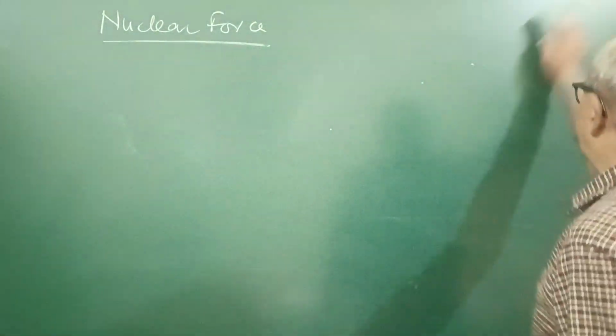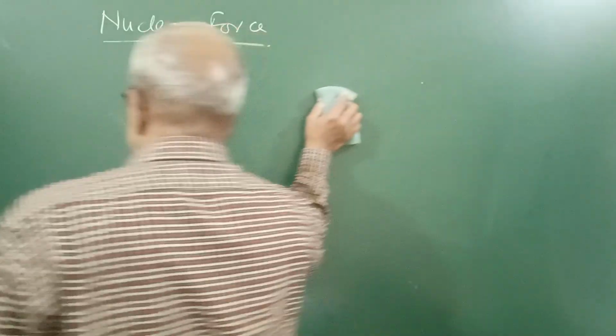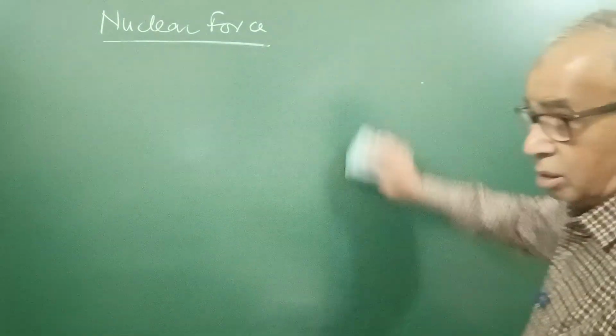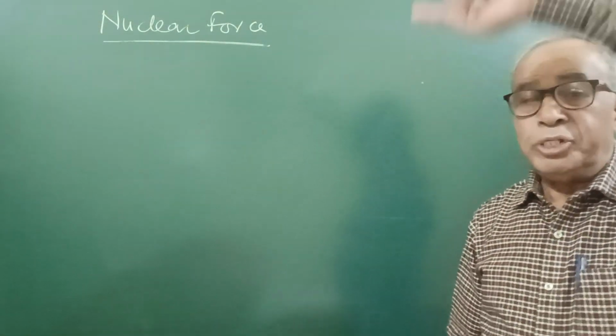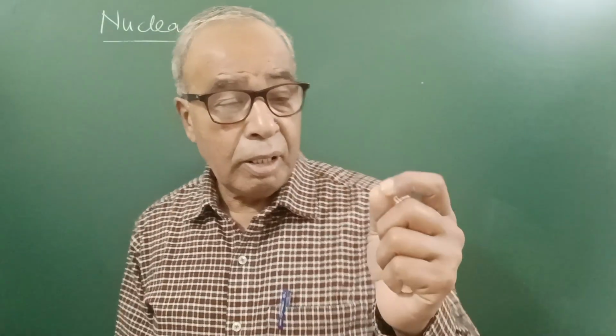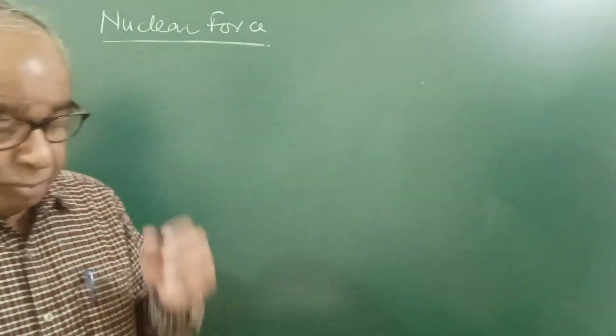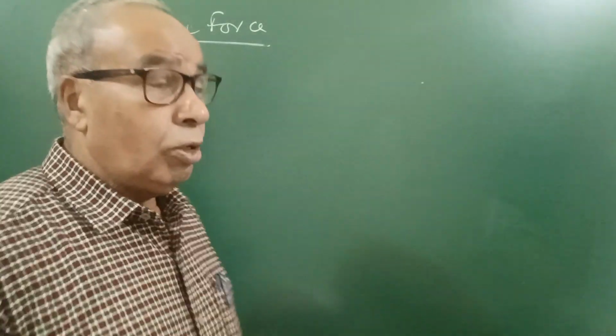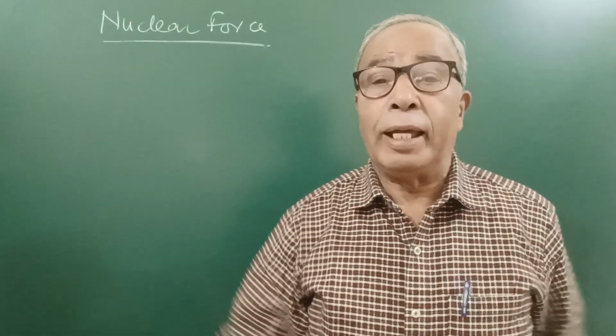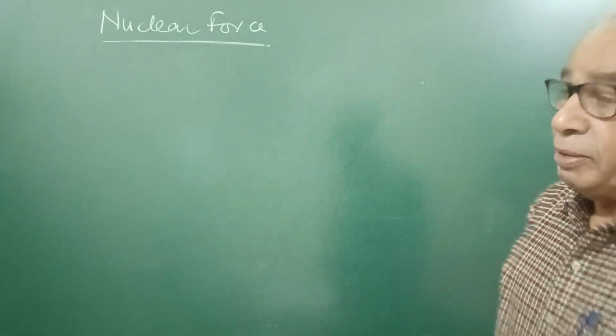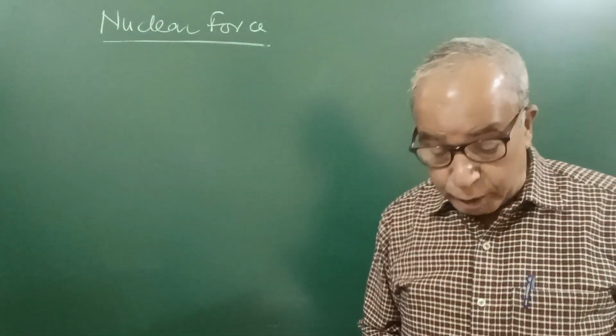We have learned in the last video that most of the volume of an atom is empty. I compared the nucleus with the tip of a thumbpin and this room. If we take a pin and take the tip of it, that much volume is occupied by the nucleus, and the total volume is of a big room like this. So nucleons are very tightly packed together.